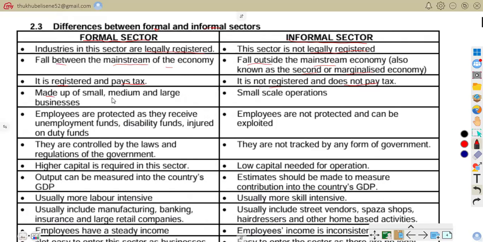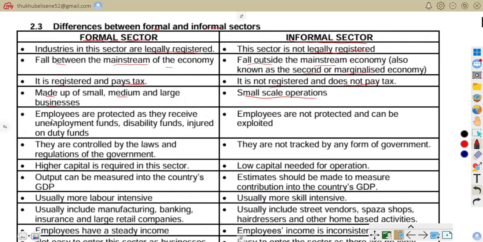The formal sector is made up of small, medium, and large businesses, so it covers all business sizes, while informal is small scale operations. That is like a big factory versus a small store.